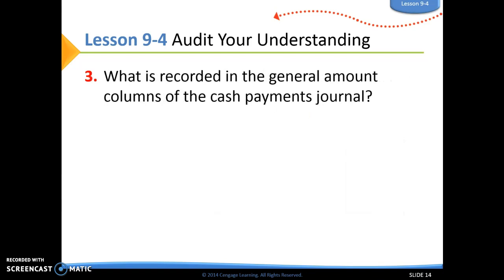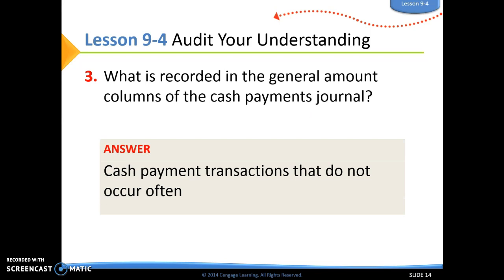Number 3, what is recorded in the general amount columns of the cash payments journal? That is going to be cash payment transactions that do not occur as often. Remember, special amount columns are there for those accounts that we are going to see over and over in that journal. So the general amount columns are for those accounts that we don't see as often.